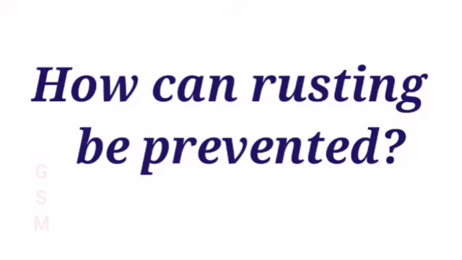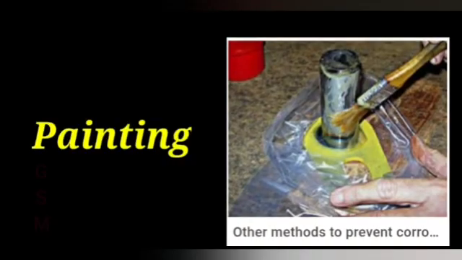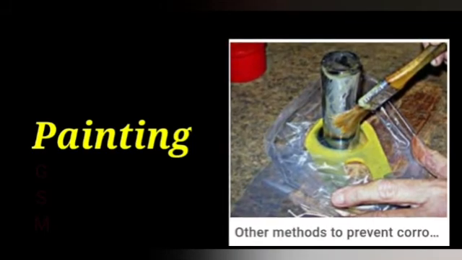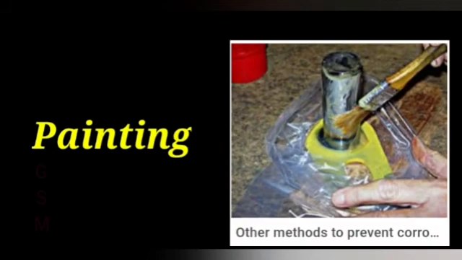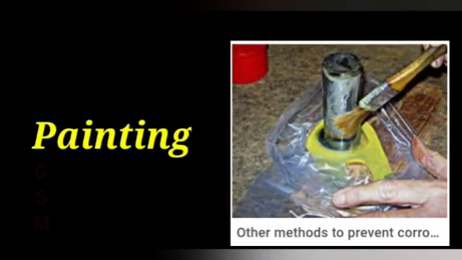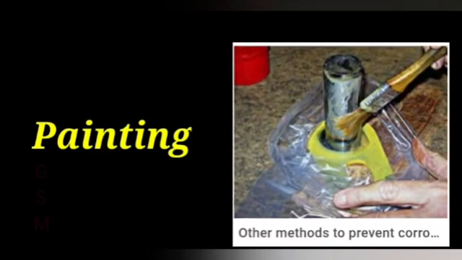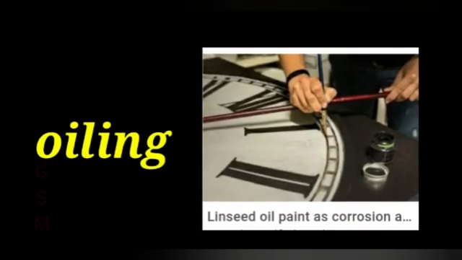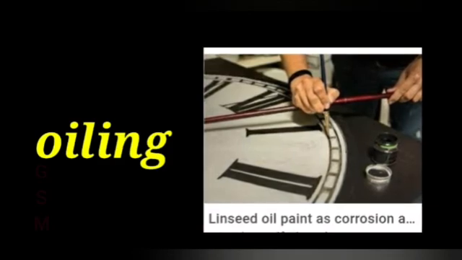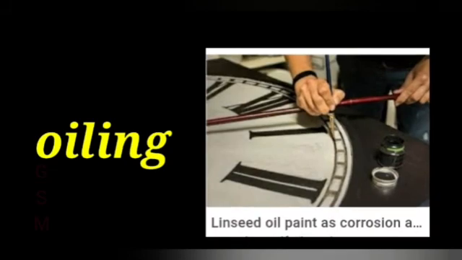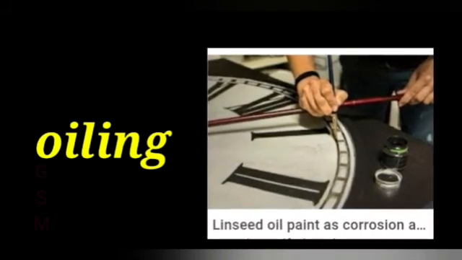So how can rusting be prevented? Some common ways of preventing the rusting of iron are, first, painting. If a layer of paint or oil is applied on objects made of iron, rusting can be prevented or reduced. Gates, grills, doors, benches, and fences made of iron are protected from rusting by applying paint. Tools can be protected from rusting by applying a layer of oil.